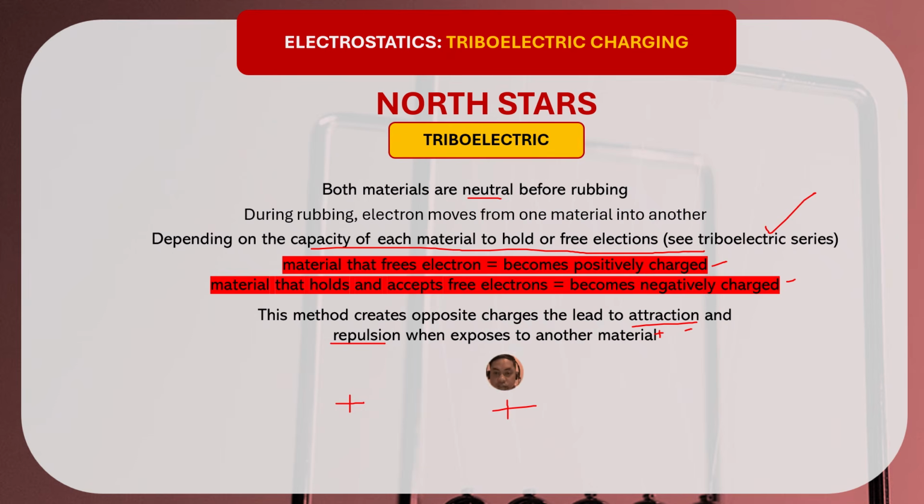So this triboelectric charging, from neutral after rubbing, resulted in different charges. One material will possess positive charge, meaning it loses electrons. And then the other one receives the electrons and is now a negatively charged material. And by that, there is an attraction between the two objects, or if you touch a positive object to another positive object, like charges will repel.